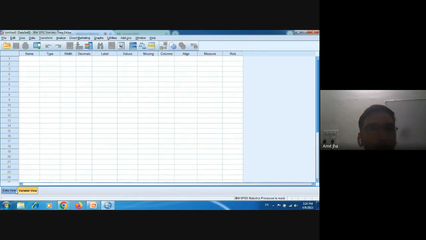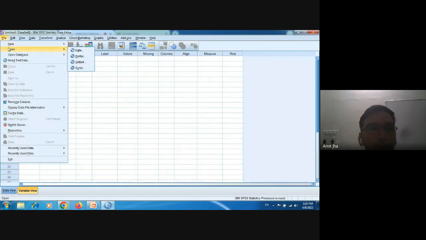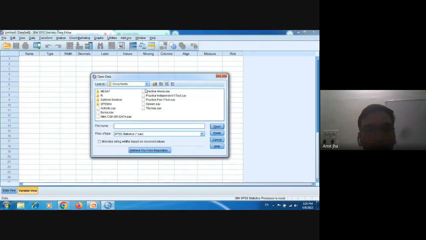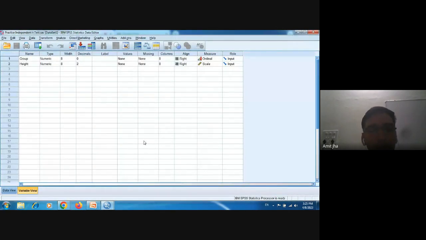If you have to import it, where will we go? We will go to open. First we press open, then you say where the data is. The file type is SPSS .sav, so we have to find it. Look, I have just saved it, practice independent test. Now I will open it. Look, I have opened it.